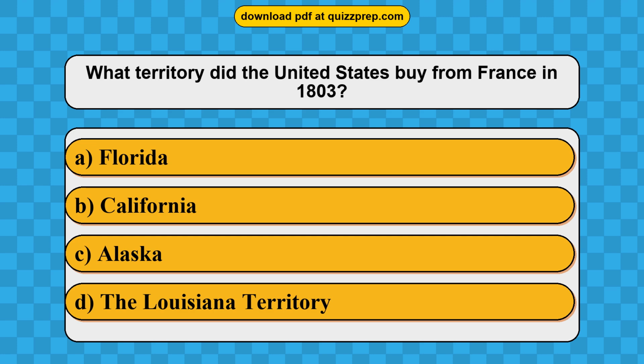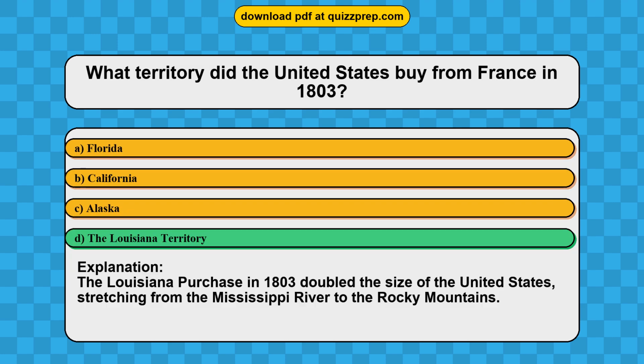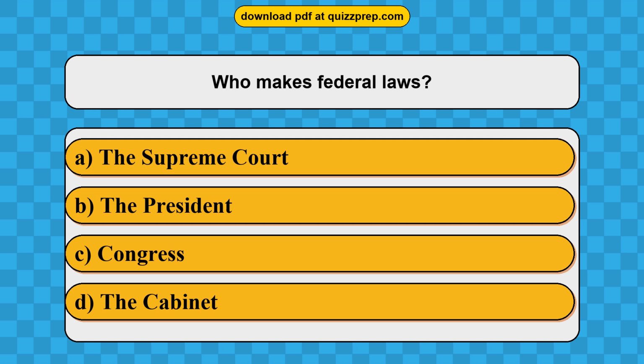Question 29. What territory did the United States buy from France in 1803? Option A. Florida. Option B. California. Option C. Alaska. Option D. The Louisiana Territory. The correct answer is option D, the Louisiana Territory. The Louisiana Purchase in 1803 doubled the size of the United States, stretching from the Mississippi River to the Rocky Mountains.